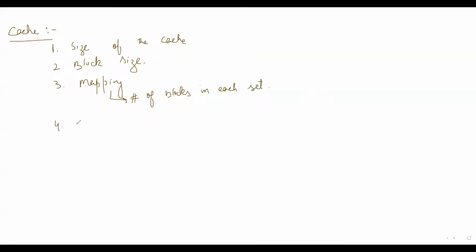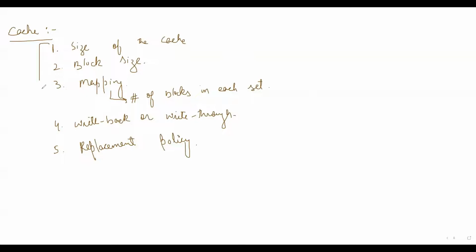Fourth, you should know whether the cache is a write back cache or a write through cache. And the fifth important thing is you should know what type of replacement policy that cache is using. Okay. So these are the basic details that you should know about the cache.